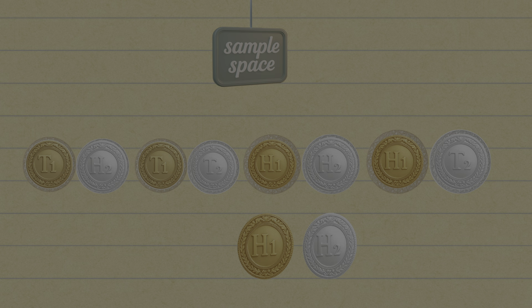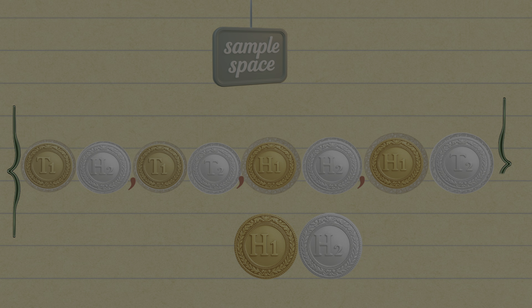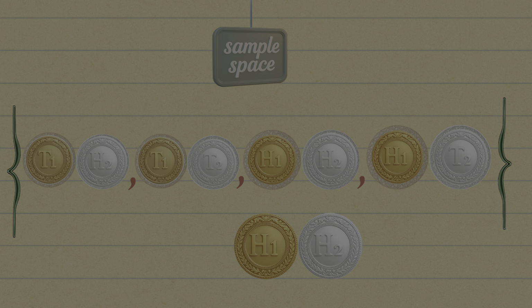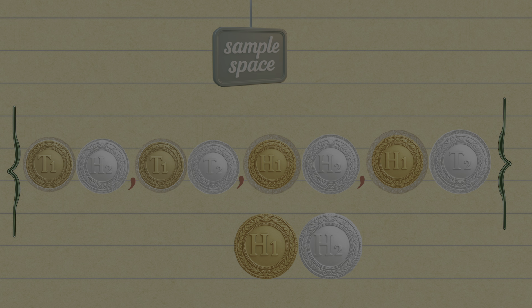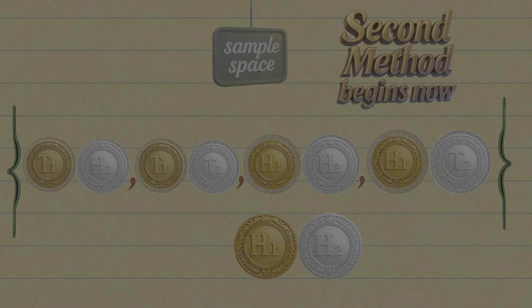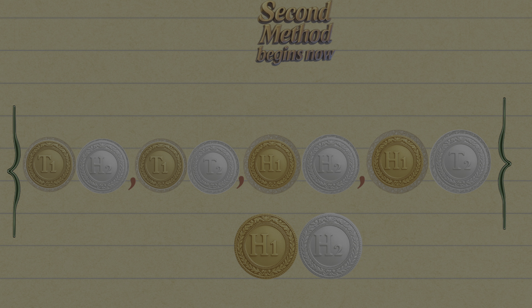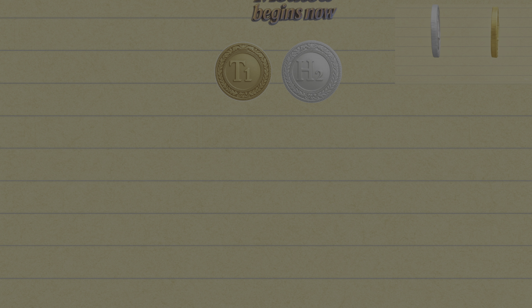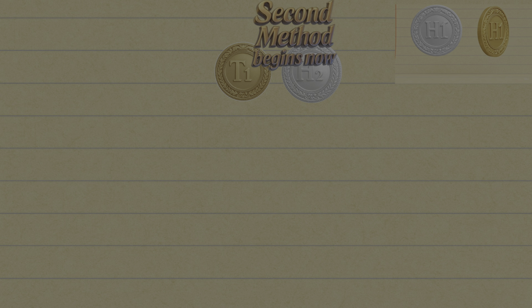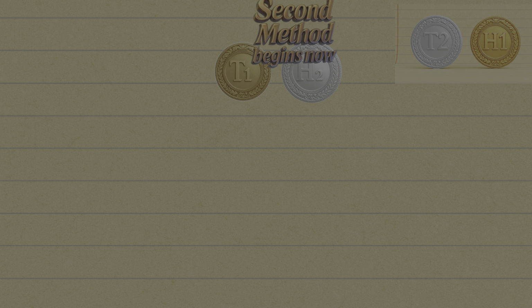Thus, here is the sample space for tossing two coins, which includes every possible outcome of the two tosses. In this method, we have tossed one coin at a time, and now in the next method, we are going to toss both the coins simultaneously. For the second method, we toss both coins at the same time.